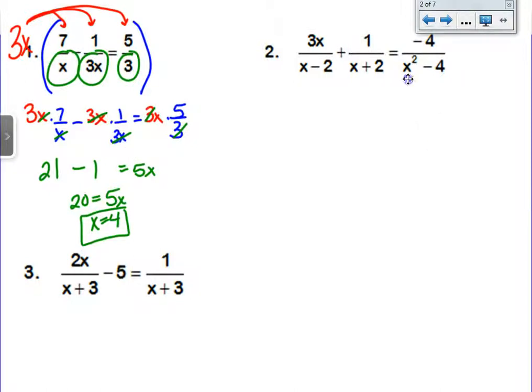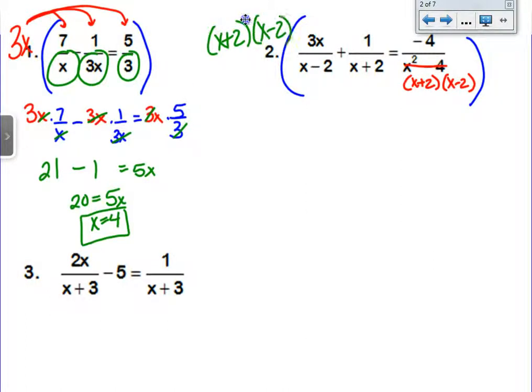Okay, on number 2, we're going to do the same process, except we need to really see that x squared minus 4 is really just an x plus 2 and an x minus 2. So now I'm going to put big parentheses around the whole problem, and I'm going to multiply through by the least common multiple of my denominators. It looks like we would have had an x plus 2 and an x minus 2. Now you're going to distribute this to all 3 fractions.